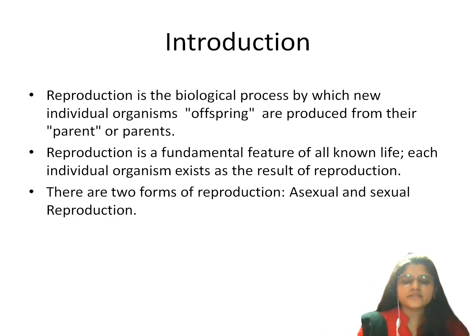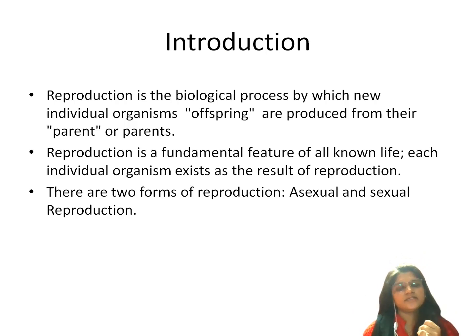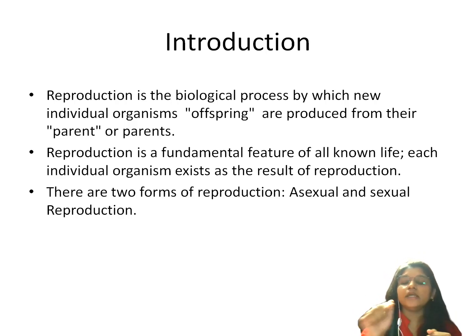Basically, there are two forms of reproduction, which everyone knows: asexual reproduction and sexual reproduction. Sexual reproduction is a process in which there is fusion of male and female gametes, and it results in an offspring after the developmental process. Sexual reproduction is seen in all the higher organisms, that is human beings, animals, and also higher plants.